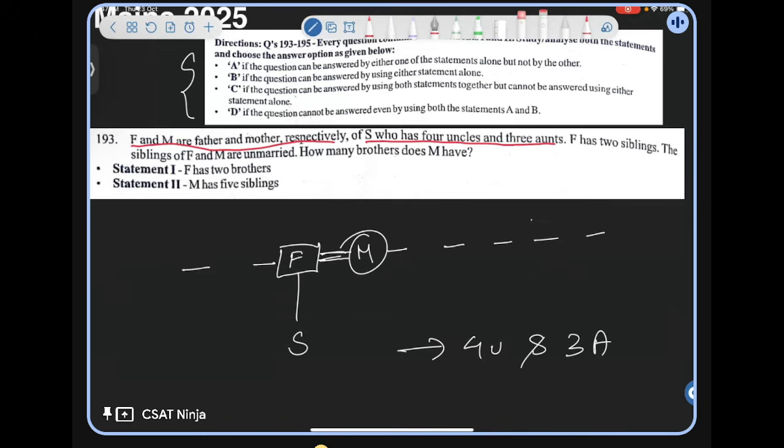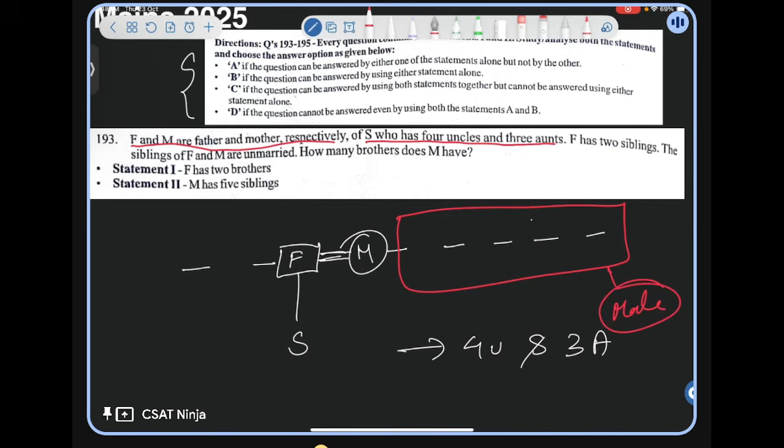Let us go to the next part. What is given now? F has 2 siblings. Yeah, that's done. The siblings of F and M are unmarried. Okay, that's clear cut. There's no married couple within the siblings. How many brothers does M have? That means we are asked to find, among these people, among the siblings, how many boys, how many males are there? That will be the brothers there.